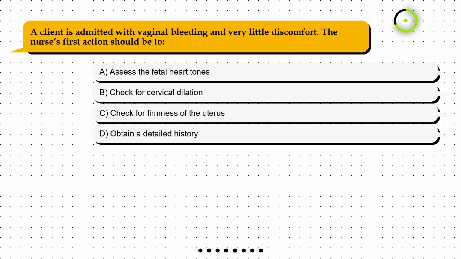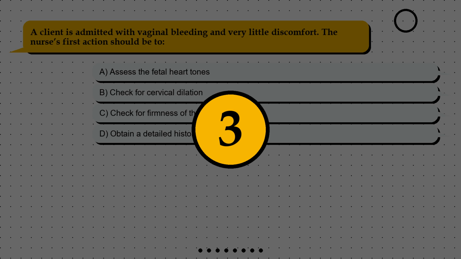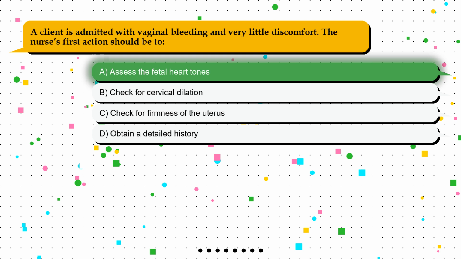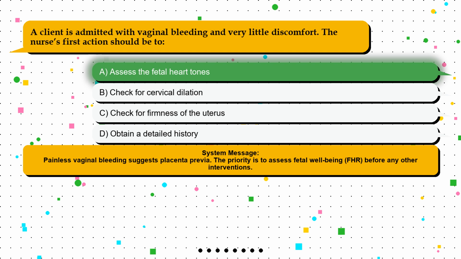Question 5. A client is admitted with vaginal bleeding and very little discomfort. The nurse's first action should be to: Option A, assess the fetal heart tones. Option B, check for cervical dilation. Option C, check for firmness of the uterus. Option D, obtain a detailed history. The correct answer is option A, assess the fetal heart tones. Painless vaginal bleeding suggests placenta previa. The priority is to assess fetal well-being, FHR, before any other interventions.